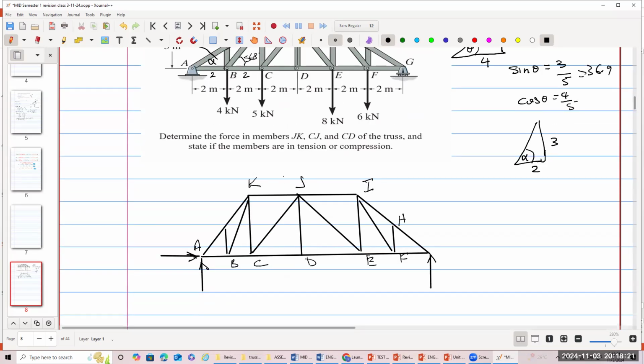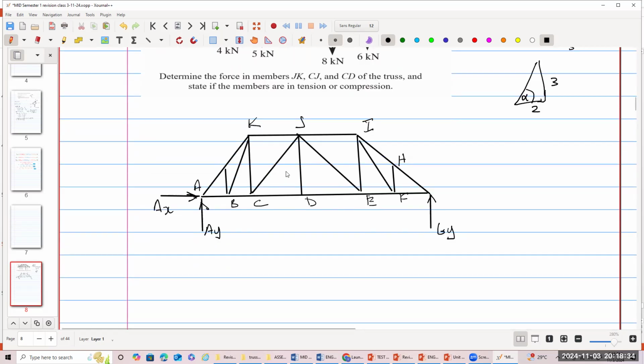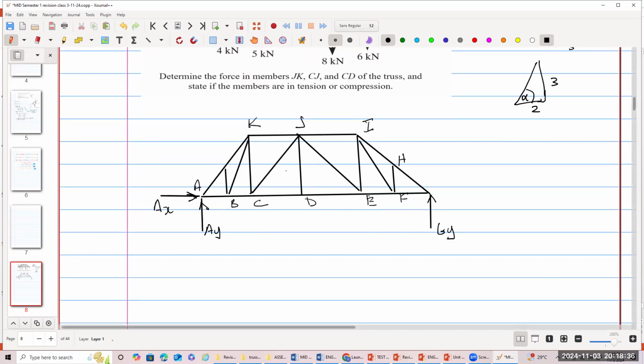All right, so the first thing you do here, guys, is label it. You're going to find your global forces. How do you find your global forces from this now, guys? You're going to use your equilibrium equations.